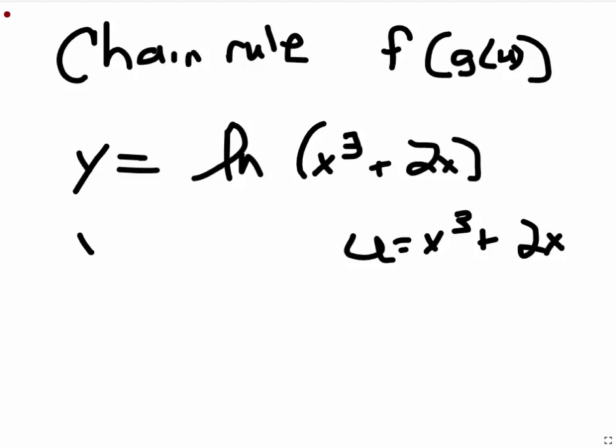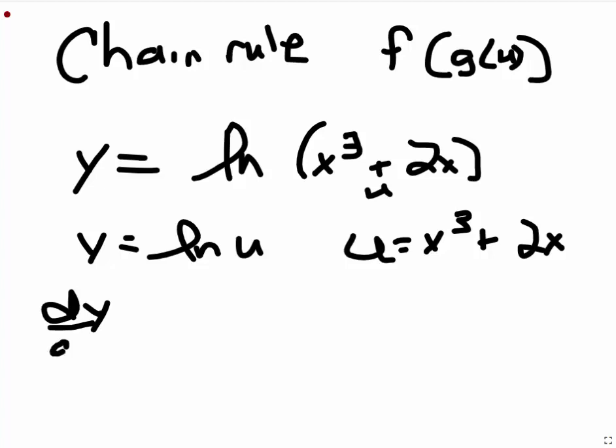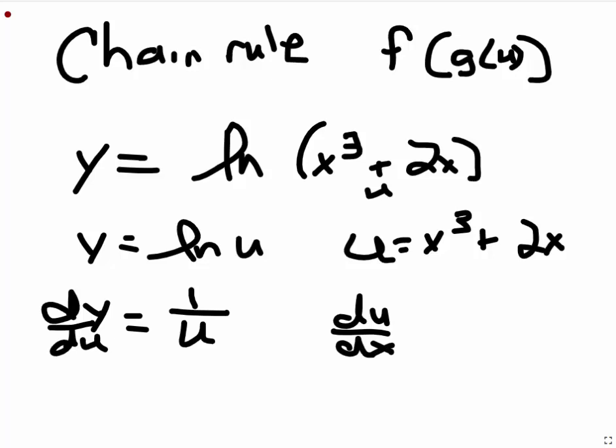And so now I can rewrite y as the natural log of u, because this is u. Then I find dy with respect to u, because that's my variable. So now it's just the normal natural log, which is 1 over u. And then I find the derivative of u with respect to x, and I'm just using notation so you'll see how I get the derivative, and that's 3x squared plus 2.